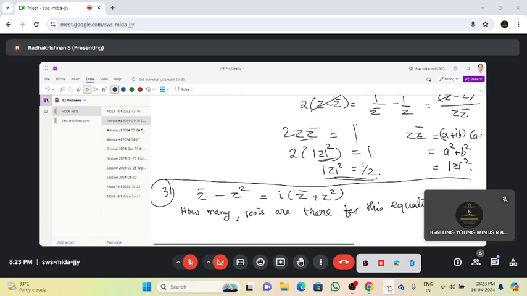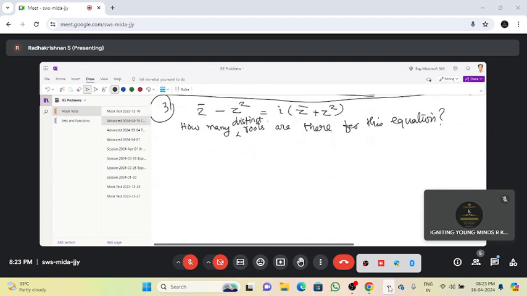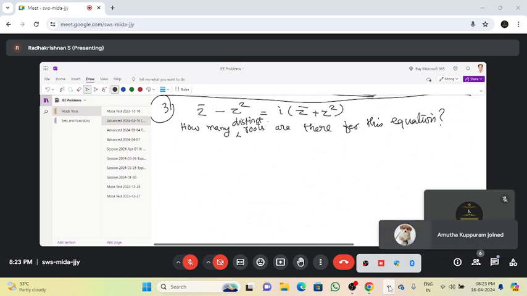They have asked for distinct roots. So how many distinct roots are there for this equation? That is the question. Here also you should find out and write the answer. This is that type of question. Srinivasan and Harish, only the two of you are here. Please try this question.